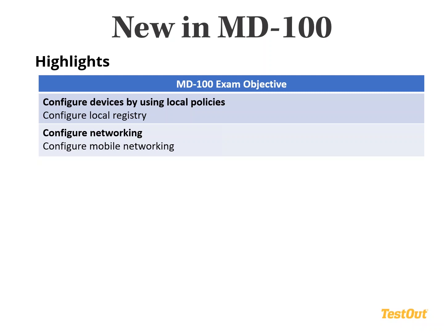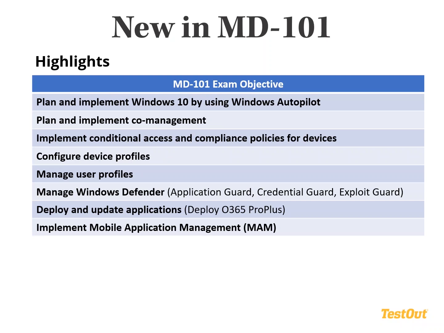But for the most part, all the rest of the objectives in MD 100 were previously covered in either 697 or 698, mostly 698. So there's a little bit more now as we move into the MD 101 side of things, the modern desktop architecture piece. You can see that there are a lot of new cloud-based things in the MD 101 objectives. We talked about Autopilot, as Ken mentioned, and some of the applications that are important. Co-management, conditional access and compliance policy for devices, all of those Intune things, and the device profiles and user profiles.